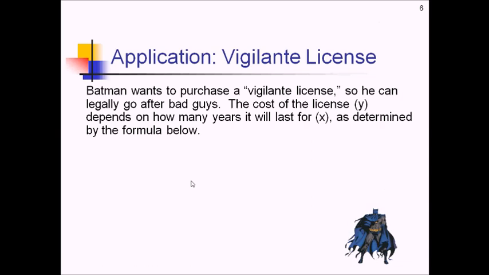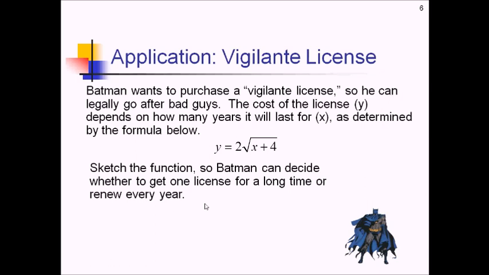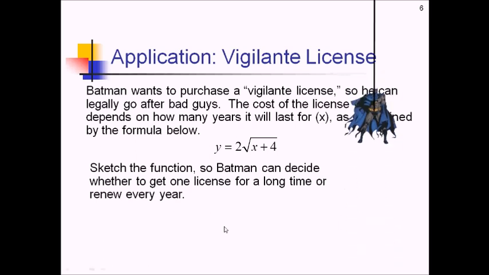So Batman wants to purchase a vigilante license so he can go after bad guys legally. The cost of the license depends on how many years it'll last for, as determined by the formula below. Now, Batman wants to figure out, should he keep renewing every year, or should he get a license for a really long time? What's going to cost less? So we're going to go ahead and sketch the function so Batman can decide whether to get one license for a long time or renew every year. So here we go.